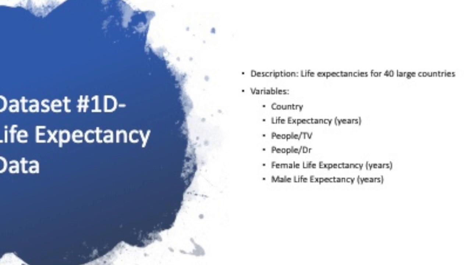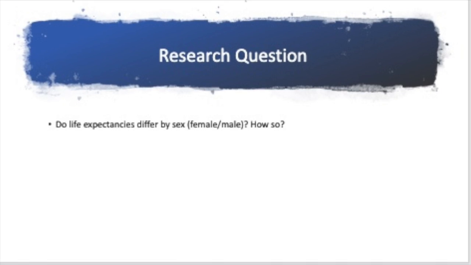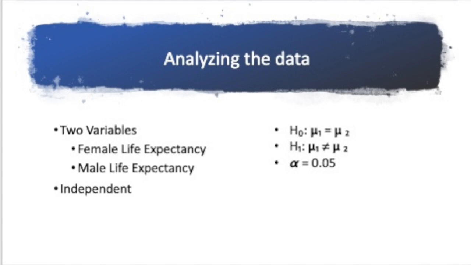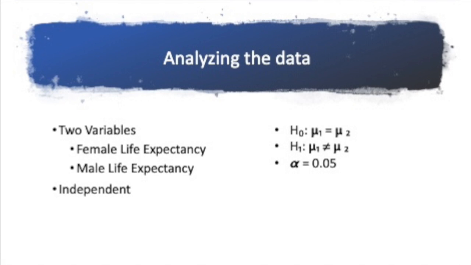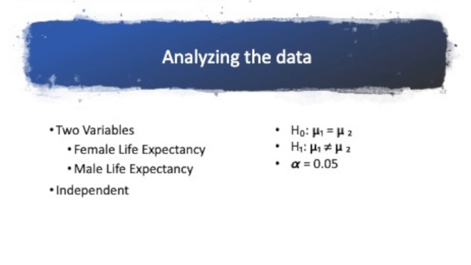Using these variables, we're going to find out whether or not life expectancies differ between the sexes. Because we are trying to compare life expectancy between sexes, we will only need to use the variables for male and female life expectancy. All the other variables are considered irrelevant.